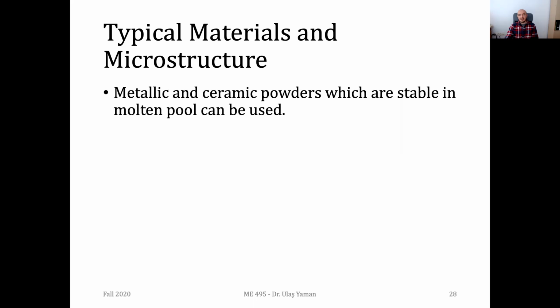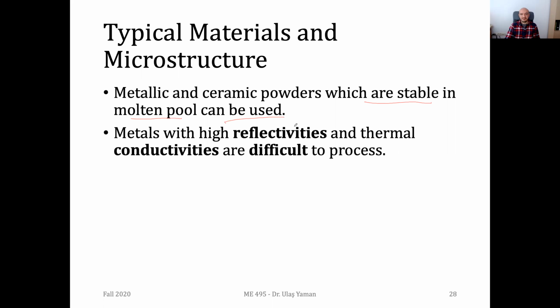And in these processes, we can use any type of powders, whether they are metallic or ceramic. The thing is that they should be stable in the molten pool. If you can find any powder, any couple of powders, which are always stable in the molten pool, then that means you can use them in your DED system.